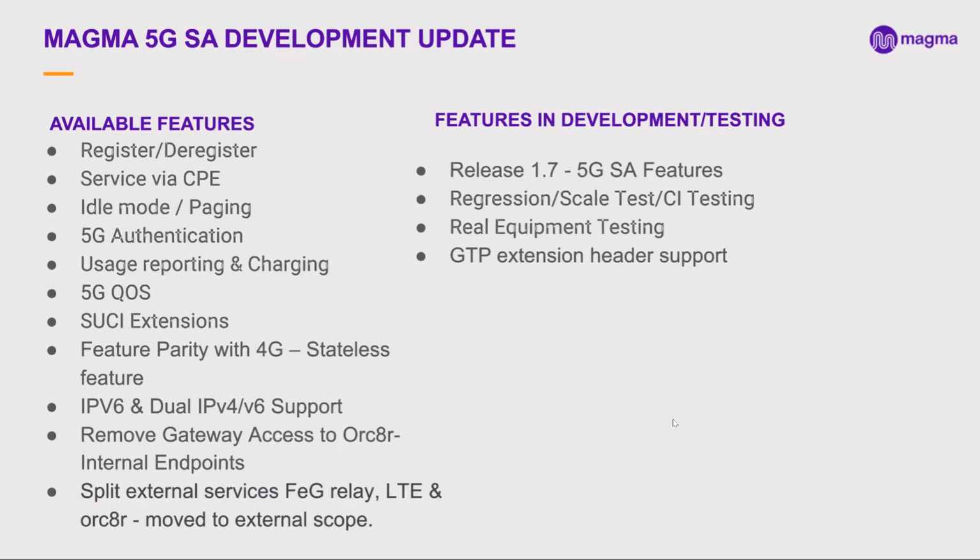Okay. So the team is very much working on testing the release 1.7 features, doing scale testing and regression testing, and we are very much done with the real equipment testing. We have done a whole lot of testing. That part is completed, and we are continuing further testing. From the development side, the GTP extension header support feature is the only feature still under development, and there is going to be a series of features which will come after the 1.7 release. We are also continuing to work on regression testing of those features.